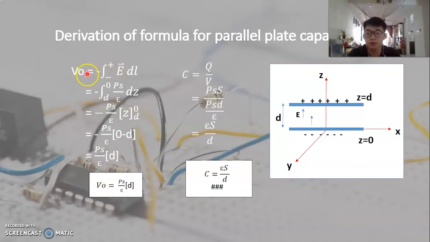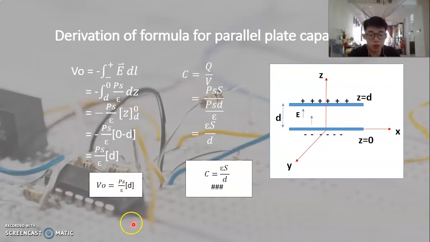So lastly, we work out V naught. V naught equals the negative integral from negative to positive of E dl. We know that the distance between the positive plate and the negative plate is d. So we substitute d inside here, we work the integration out, and eventually we get V naught equals rho s over epsilon naught times d, where d is the distance between the two plates.